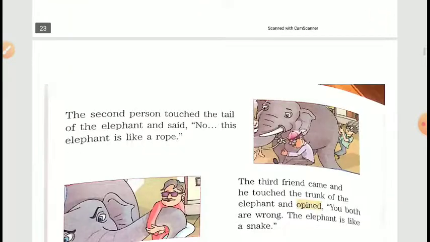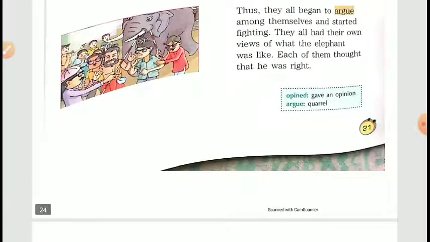Then our next word is opined. Opined is the past form of opinion and means gave an opinion. If you give an opinion, that is, you opined. Argue means to quarrel. Whenever there's a difference of opinion, you tend to argue because you don't agree with the other person. So these were the three new words of the lesson, students.